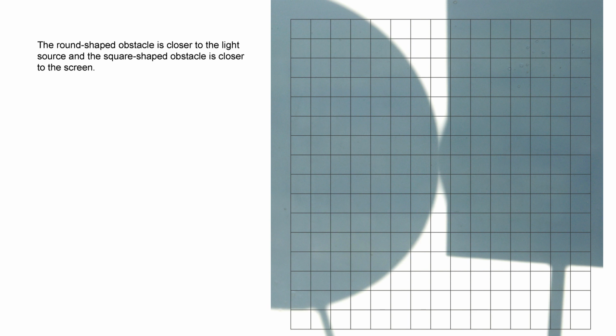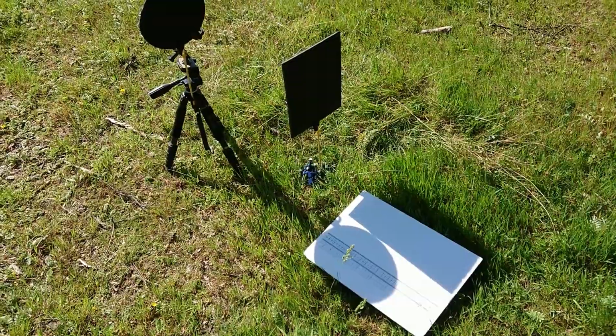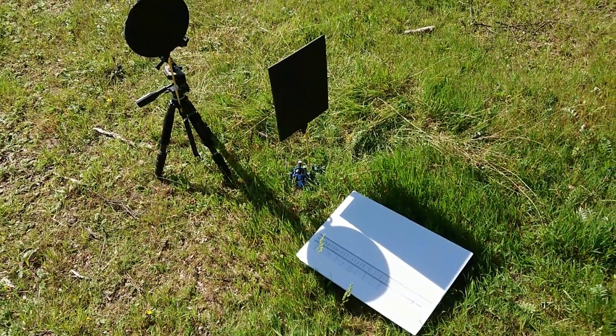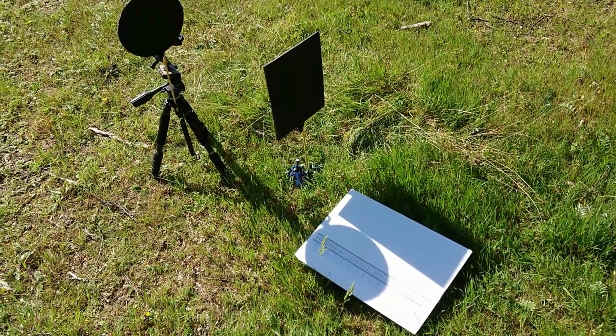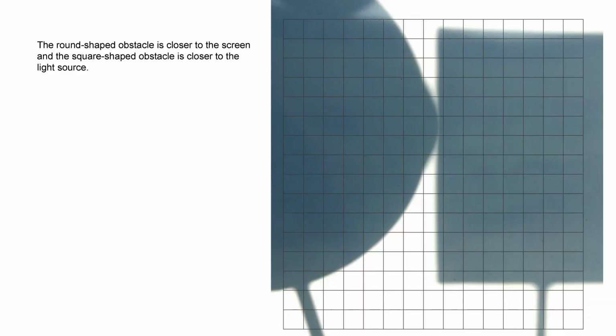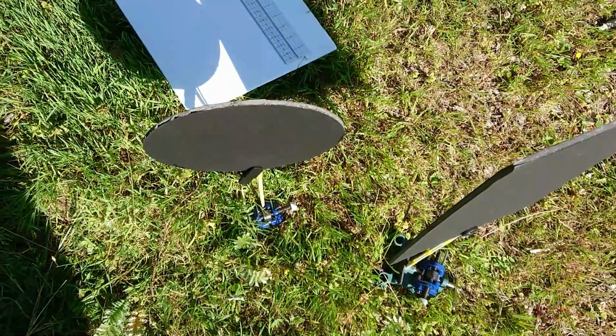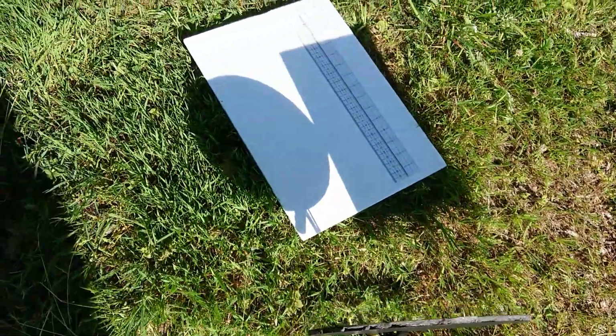Stage first, outdoor shadows. In the first step of the experiment of shadows, the round-shaped obstacle is placed closer to the light source, and the square-shaped obstacle is placed closer to the screen. In the second step of the experiment of shadows, the round-shaped obstacle is closer to the screen, and the square-shaped obstacle is closer to the light source.